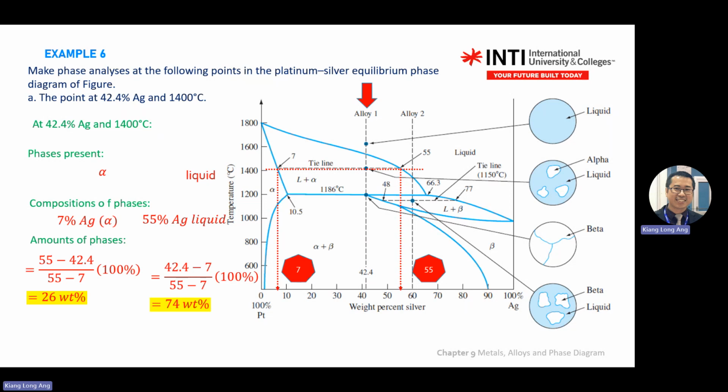Amount of phases, like what we learned in the level rules, right? The length of the far left is liquid. The short one is solid. So that's why you see the calculation. You take 55 minus 42.4 divided by total length is the one that you calculate for solid. Then this one also. Working is important for engineering module. Working of your mathematics is important, right?